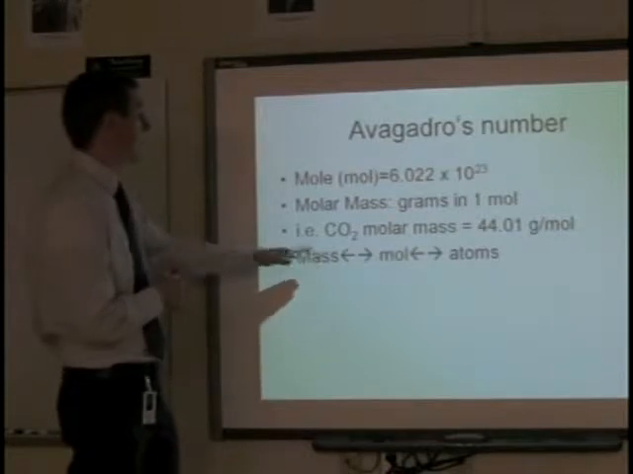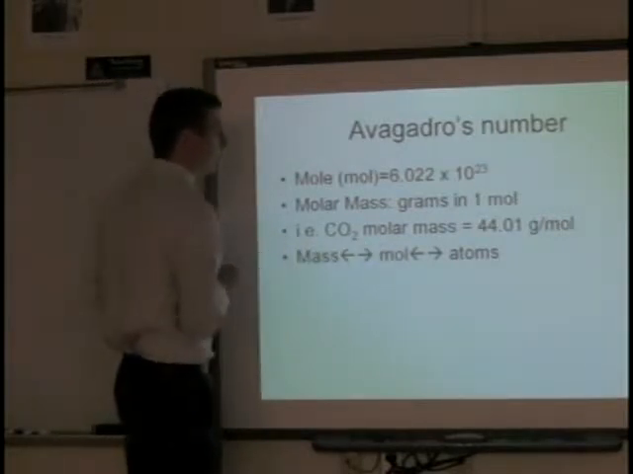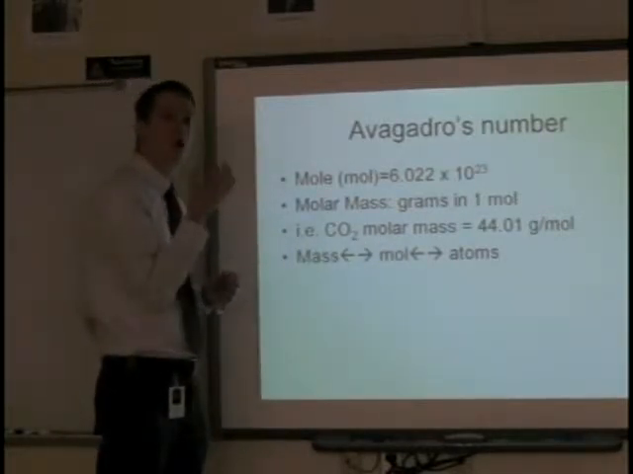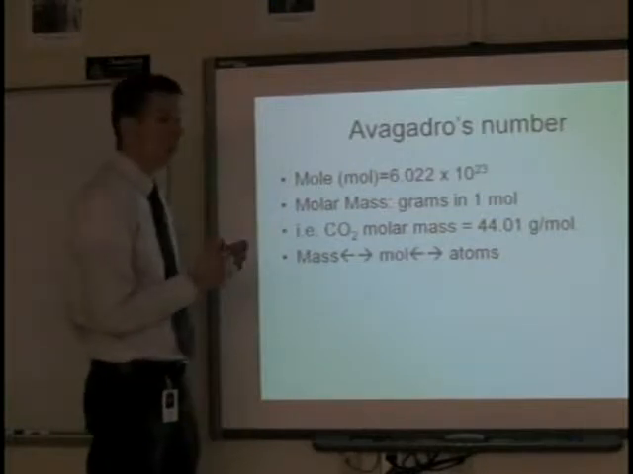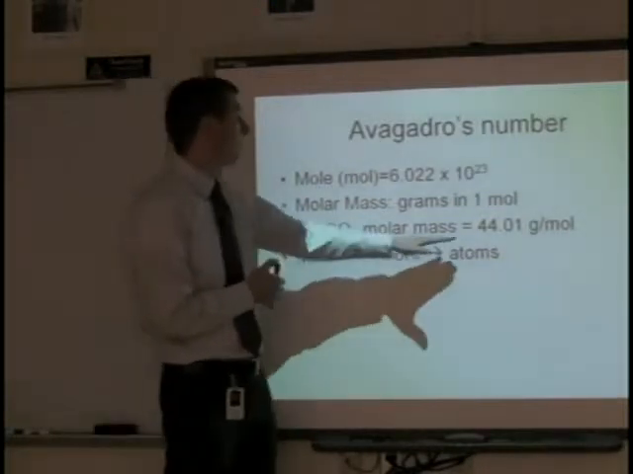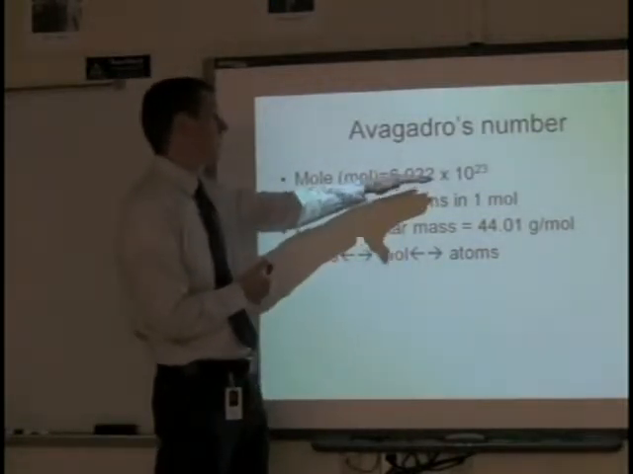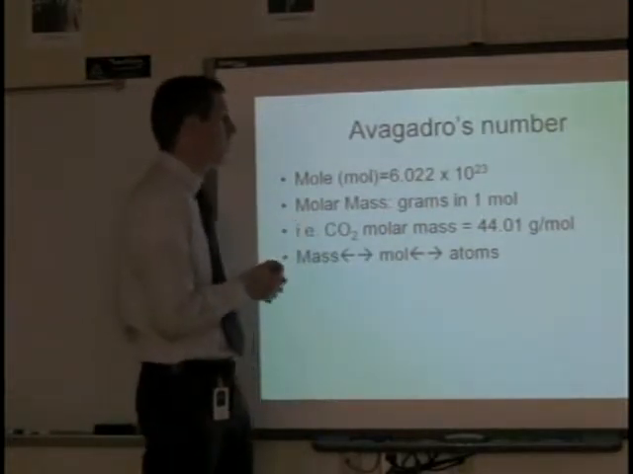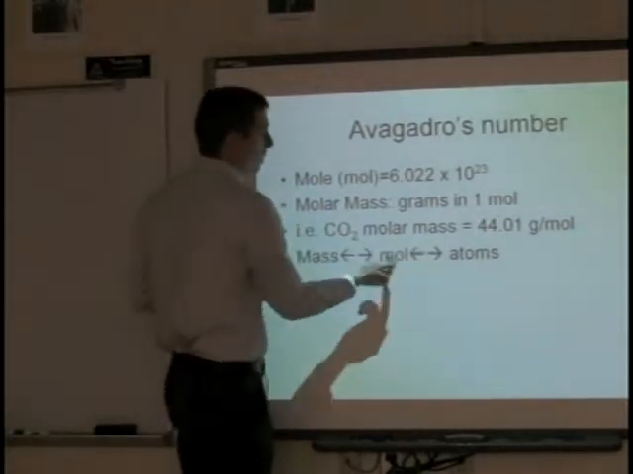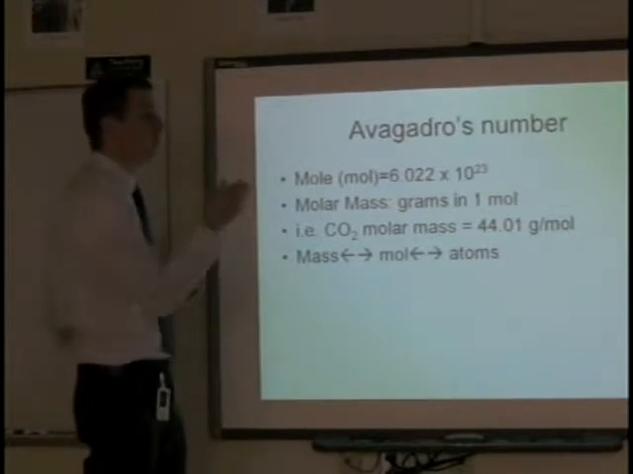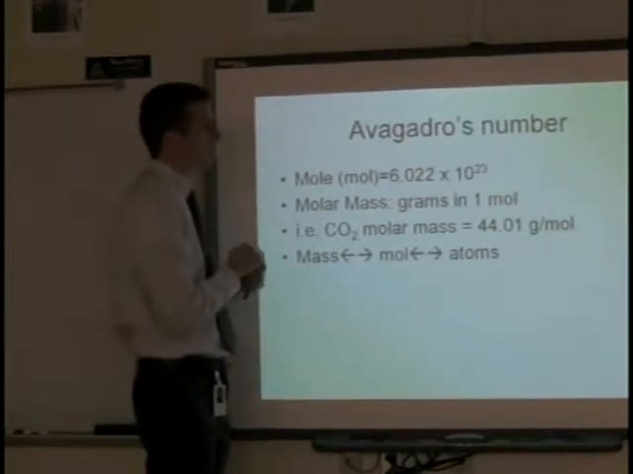If you start with a mass in grams and you wanted to go to moles, your conversion would have 1 mole on the top and the grams per mole, the molar mass, on the bottom. Going from moles to atoms would be Avogadro's number on the top over 1 mole. On the other hand, if I started with atoms and I went to moles, this is when I want 1 mole on the top, Avogadro's number on the bottom.